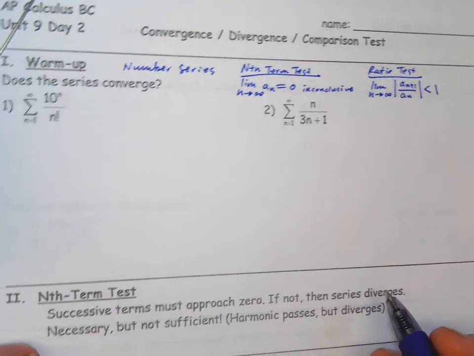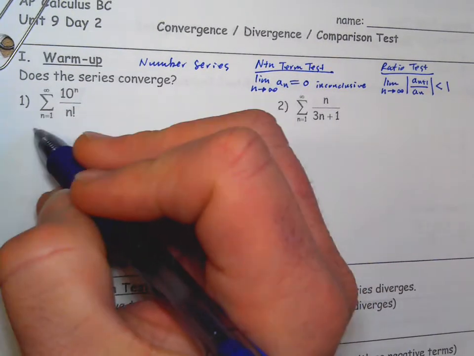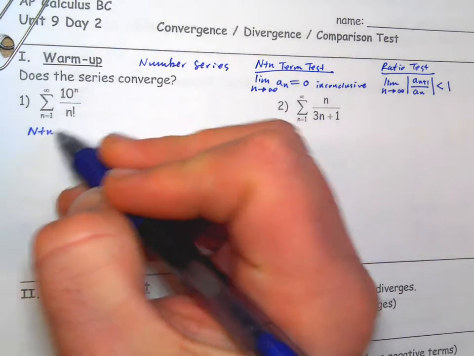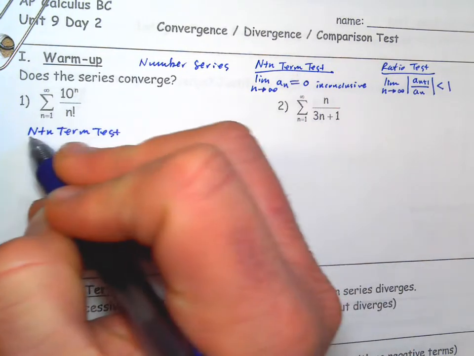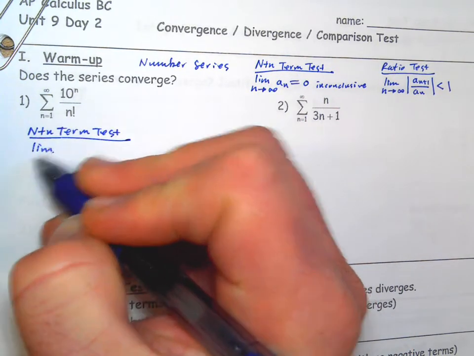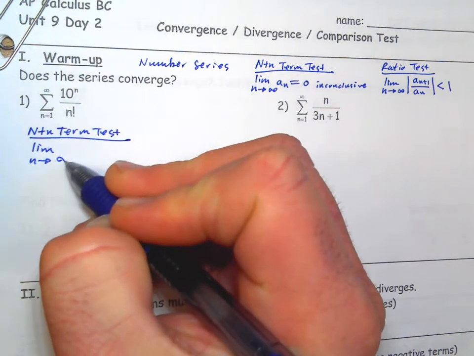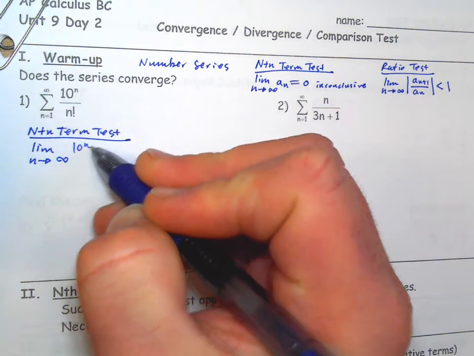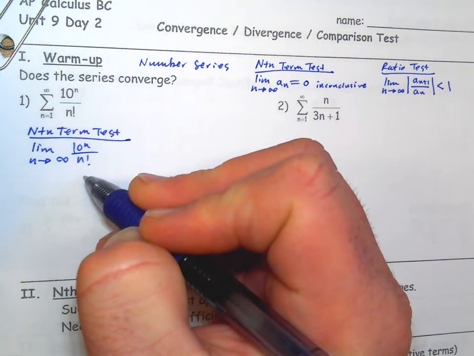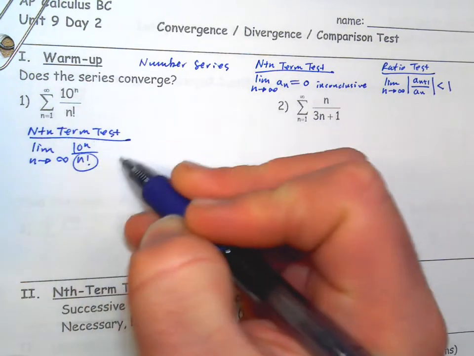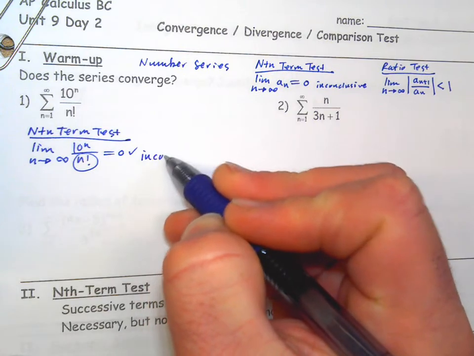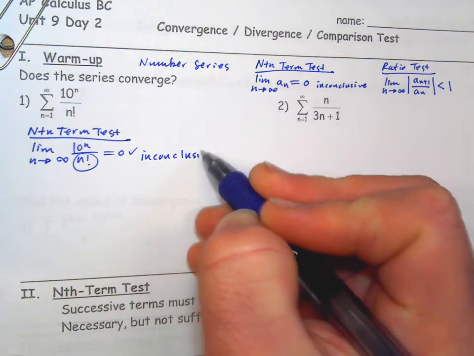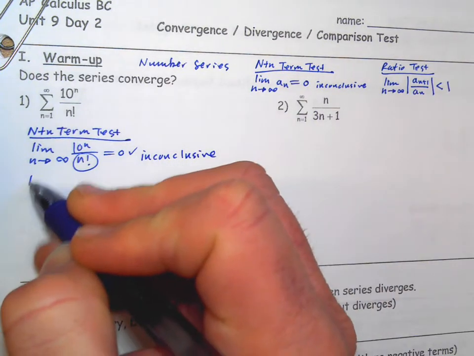Okay, assuming that you tried these, I'm going to try the nth term test first. And in your work and on your test, I want you to name the test and very clearly show the proper work. Now, this would go to infinity over infinity, but factorials beat any kind of exponential, so it does go to 0, but that is inconclusive. So we're going to try the ratio test.